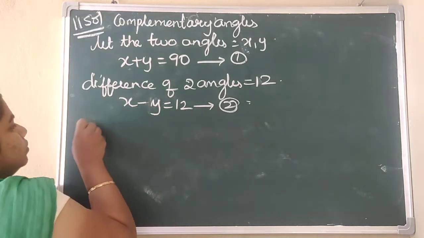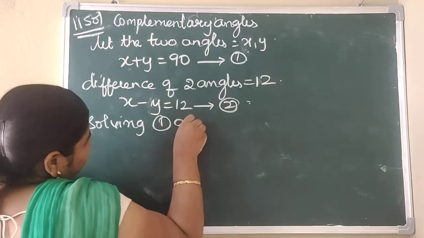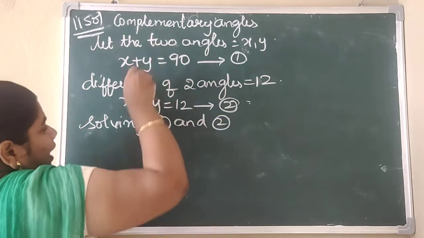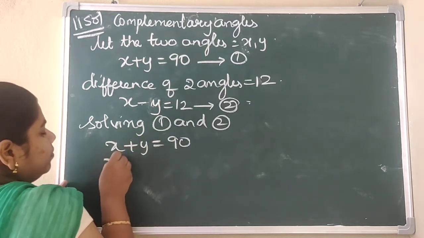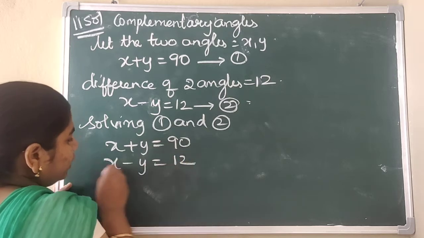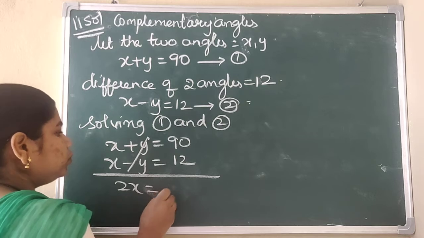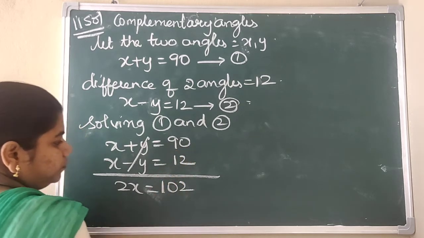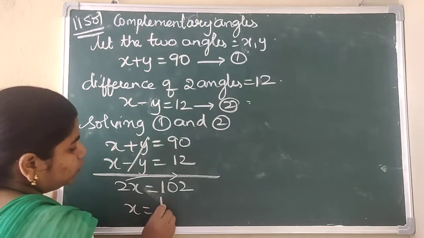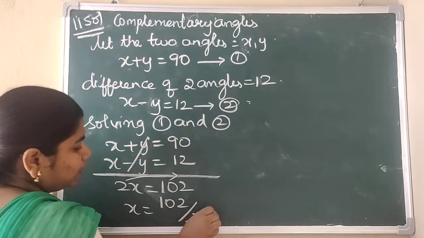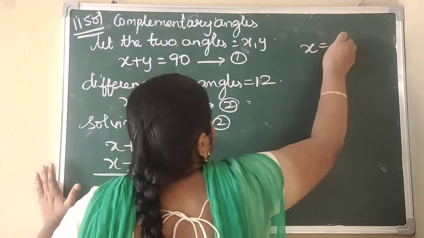So solve these two, equations 1 and 2. We are adding these two. So x plus y is equal to 90, x minus y is equal to 12. Plus y and minus y will get cancelled. So 2x is equal to 102. I am transposing this 2 to the other side, that will become division. So x is equal to 102 by 2. 2 ones are 2, 5 zeros are 0, 5 ones are 5. So x value is how much now? x is equal to 51.